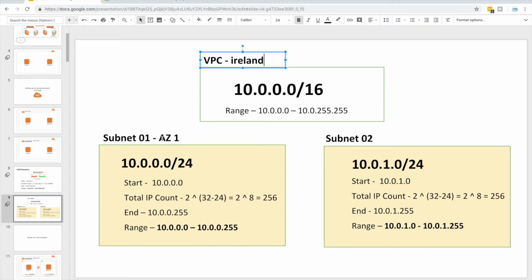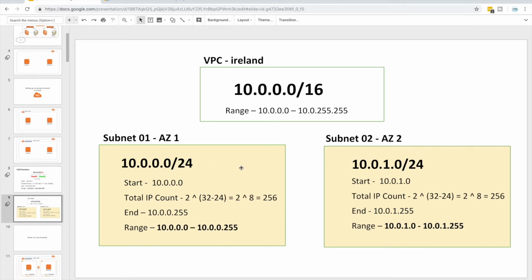In a region you have multiple availability zones. Availability zone 1 is dedicated to subnet 1, and, let's say, availability zone 2 is associated with this particular subnet 2. So this is the main CIDR block of our VPC, 10.0.0.0/16. This /16 can be further divided into smaller fragments of the network in these subnets. In this case, 10.0.0.0/24 is allocated to one particular subnet, and 10.0.1.0/24 is allocated to another subnet.